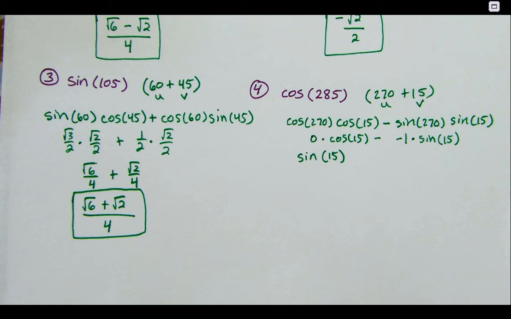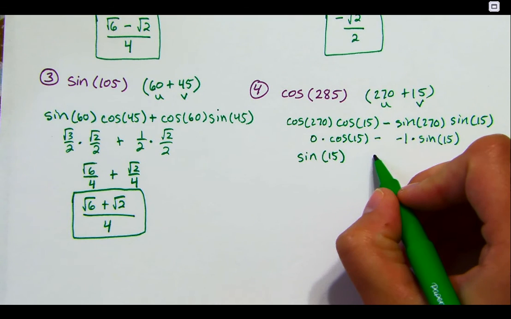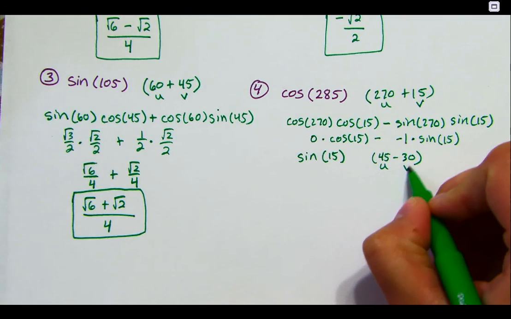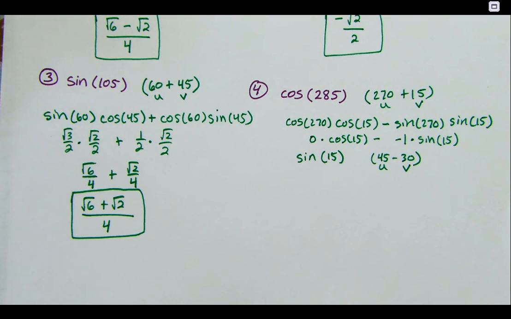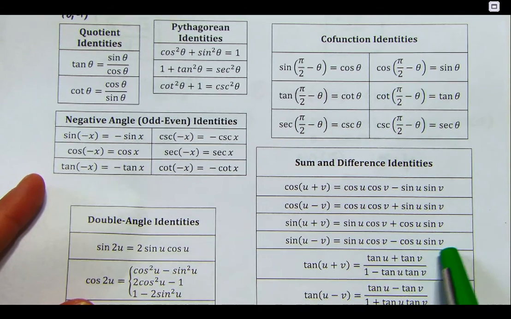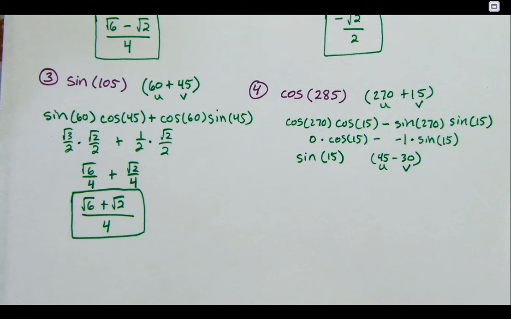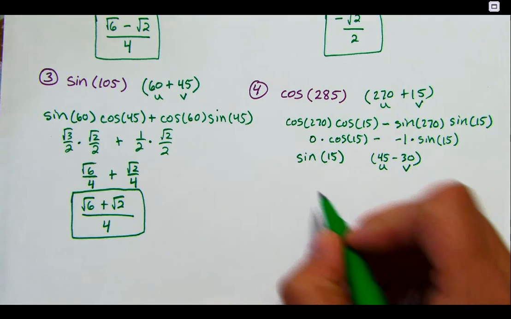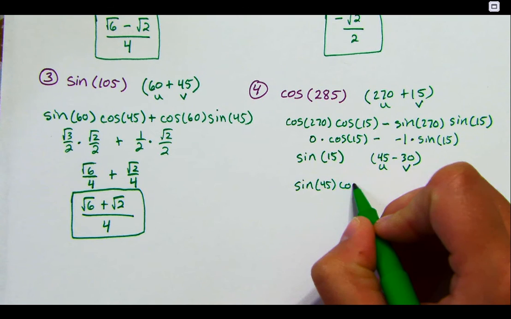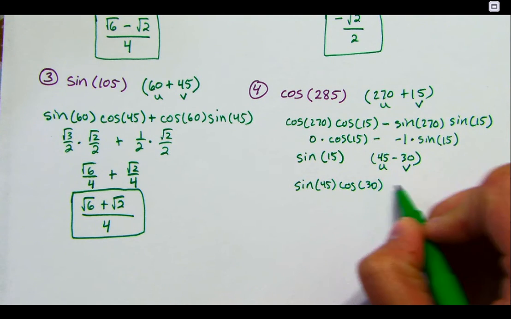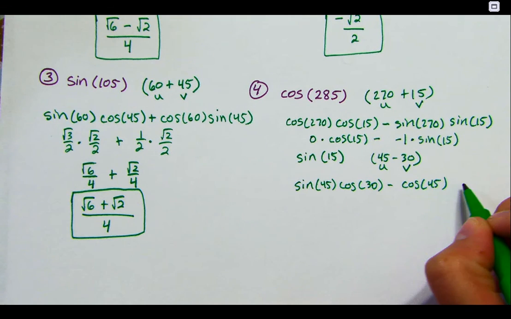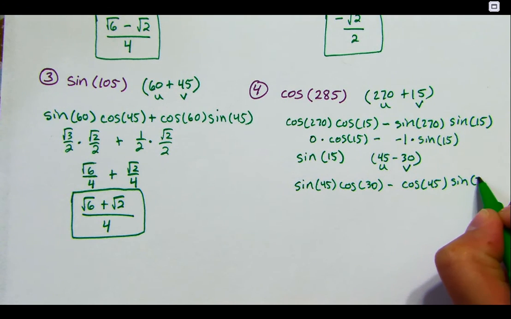So for sine of 15, I'm going to choose to split that as 45 minus 30. So that's my u and my v. And now I'm going back to my sheet. So I'm subtracting with the sine. So we're using this 4th line for our formula. So this will be sine 45 cosine 30 minus cosine 45 sine 30.